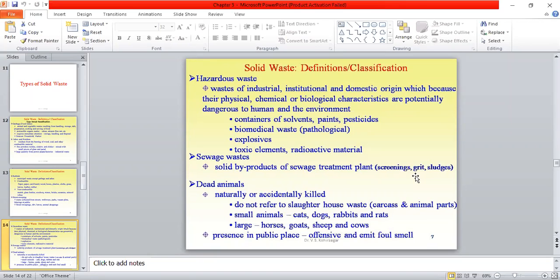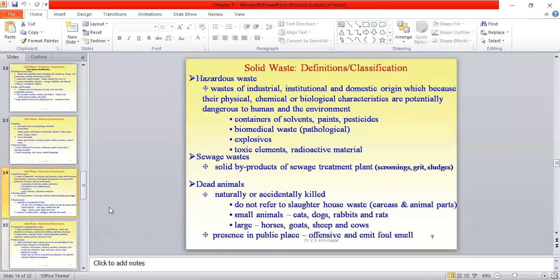For handling hazardous waste, there are different rules, and for normal solid waste handling, there are different rules, because hazardous waste directly impacts human health. Then the sewage waste, the solid byproducts of a wastewater treatment plant. During the wastewater treatment process, solid particles are generated as a byproduct, and that can be identified as solid sewage waste. Then dead animals. These are the different types of solid waste.